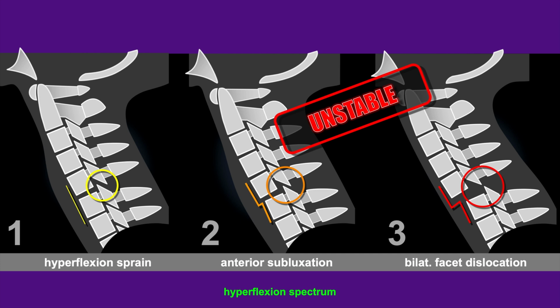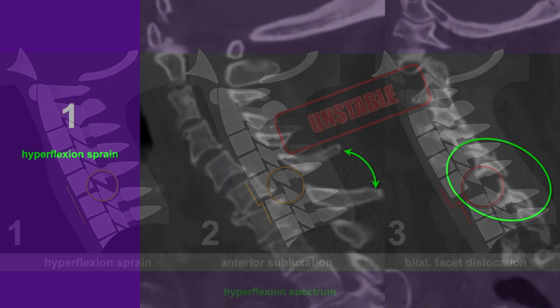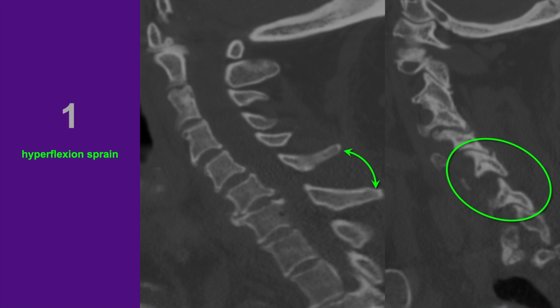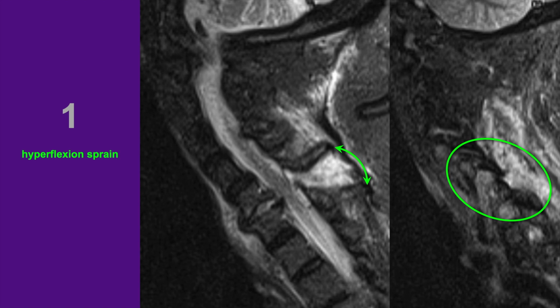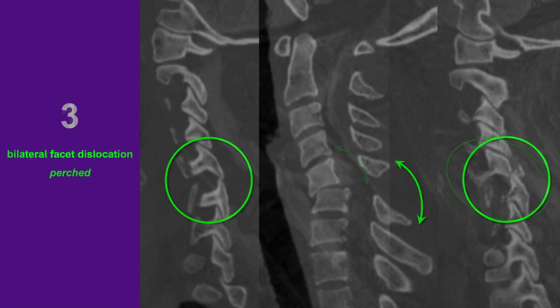There is a spectrum of injuries depending on the severity of the injury, all the way from hyperflexion sprain on the left to bilateral facet dislocation on the right. This is a case of hyperflexion sprain. We have widening of the interspinous distance, malalignment and widening of the facet joints, focal kyphosis anteriorly. On the subsequent MRI, you can see disruption of the interspinous ligaments, widening of the interspinous space, and fluid and edema both within the facet joint capsule and in the surrounding soft tissue.